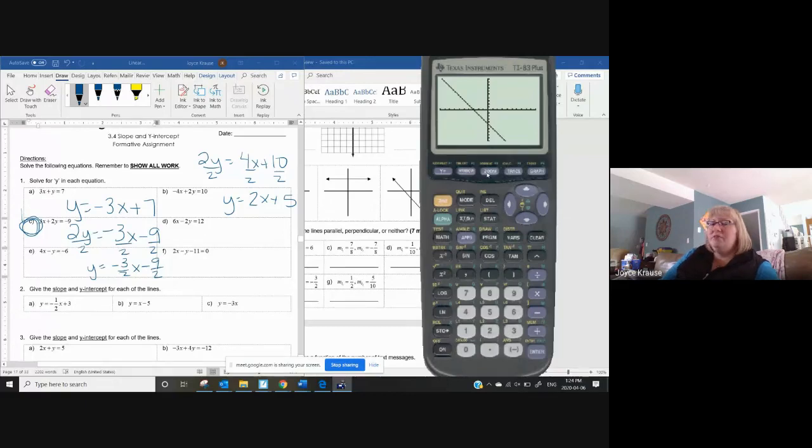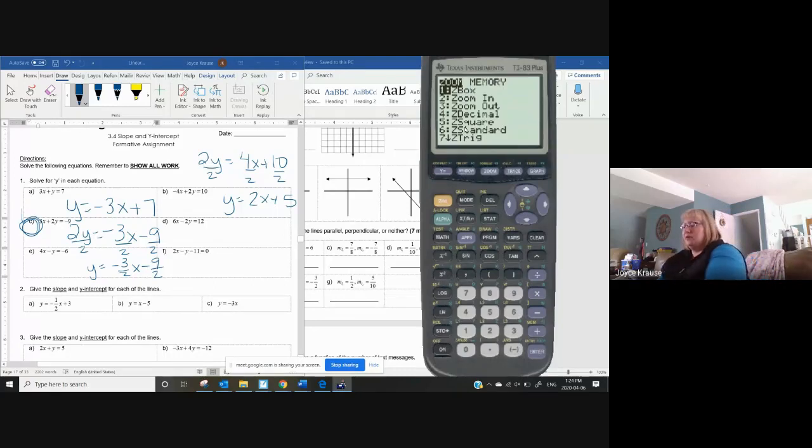All right, some other things that you can do. When you have a graph on here, you can zoom. And so zoom standard is just the typical 6 by 6, 10 by 10 grid. But we have other zooming features as well. For example, we can zoom in. So number 2 is zoom in.